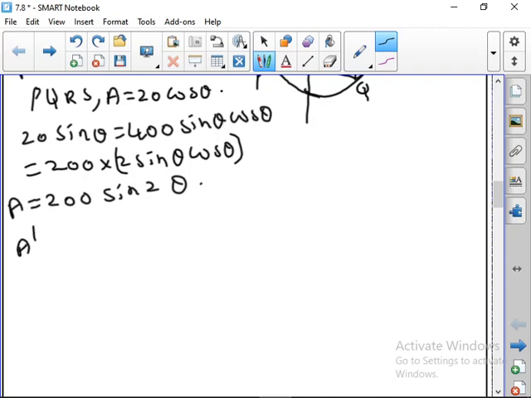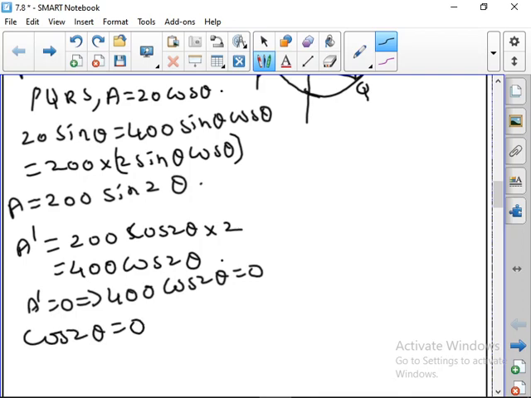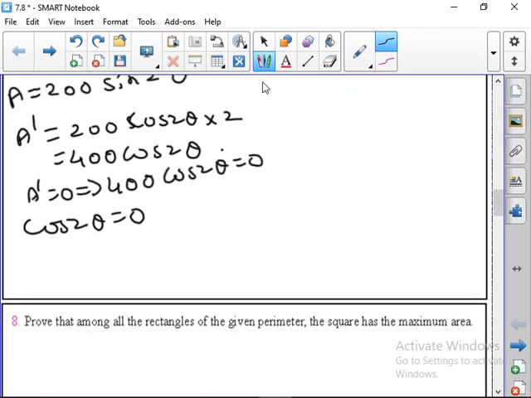So what about A dash? A dash is 200 cos 2 theta into 2, so A dash is 400 cos 2 theta. Now A dash is equal to 0, so 400 cos 2 theta equals 0. So cos 2 theta is 0, which means 2 theta is equal to pi by 2, because cos pi by 2 is 0. So theta is equal to pi by 4.